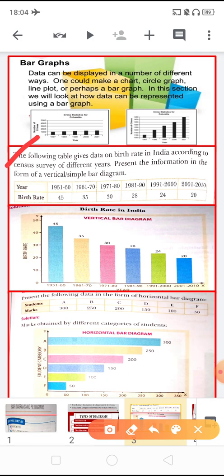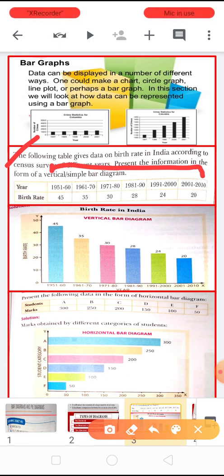So here the years are mentioned, like 1951 to 1960. This is basically the population census of India in different years. Like in the year 1951 to 60, the birth rate of India is 45 per thousand. In 1961 to 70 it is 35. In 71 to 80 it is 30. It is 28, 24 and 20 in the year 2001 to 2010. Now this given data we have to present in the form of a vertical bar diagram.